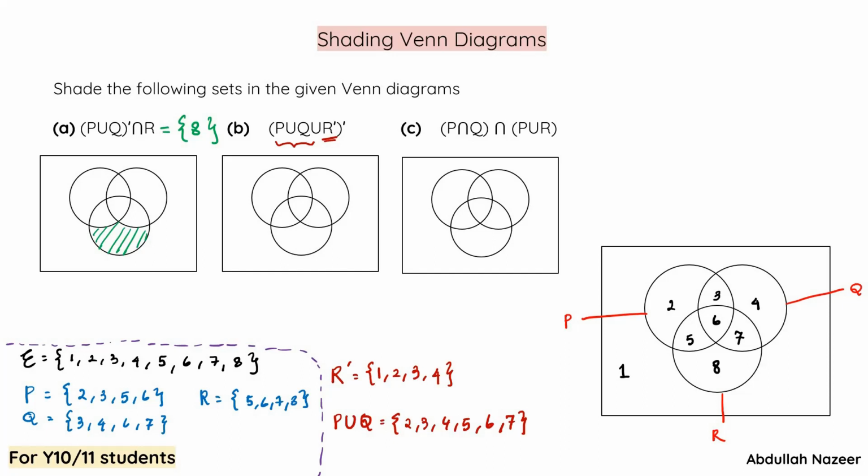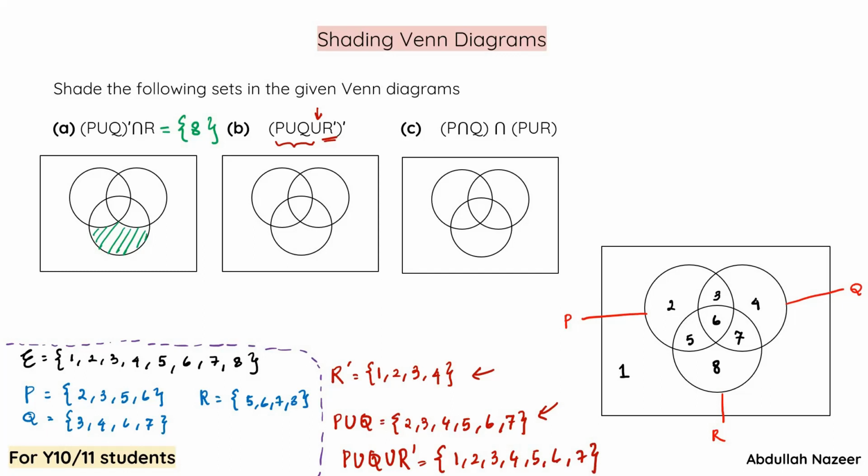So now let's unite them under the sign union. So what we need to find is P union Q union R complement. So that's basically putting this set and this set together. So if you do that, P union Q union R complement is just putting these two sets together, which is 1, 2, 3, 4, 5, 6, 7.